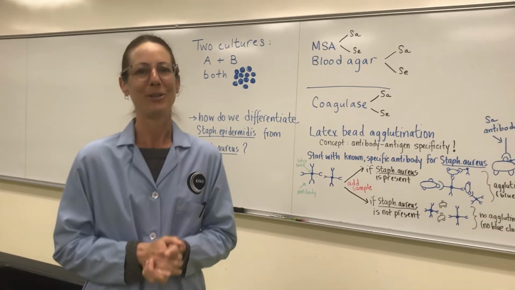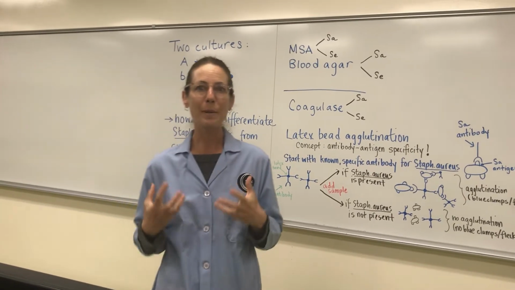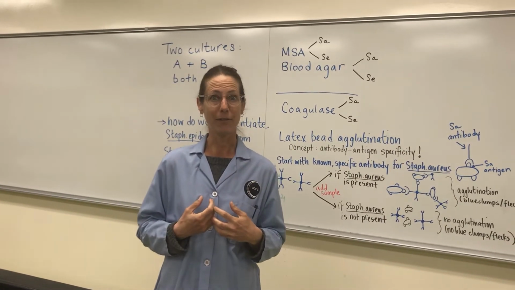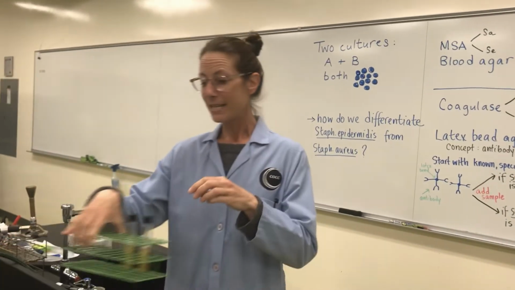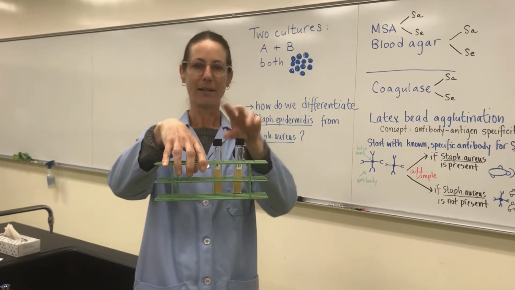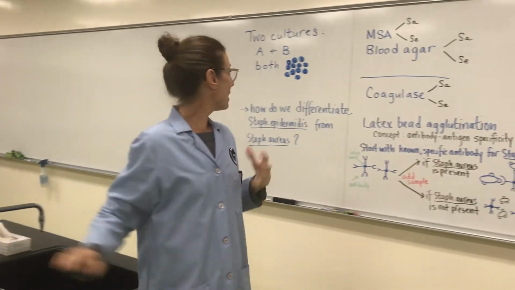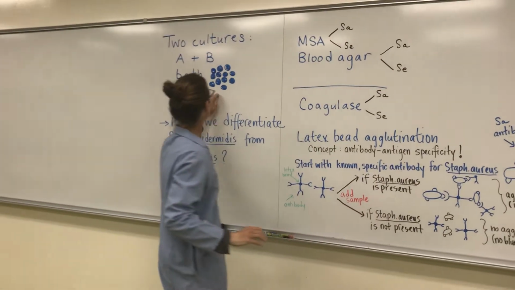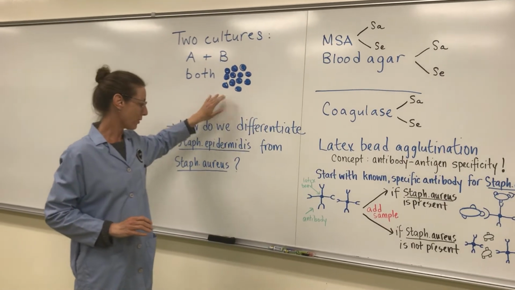And welcome to this video in which we are going to explore how we differentiate among different Staphylococcus species. So we have these two cultures here, culture A and culture B. I know I did that backwards, but you get it. And these cultures both look like this under the microscope after gram staining.